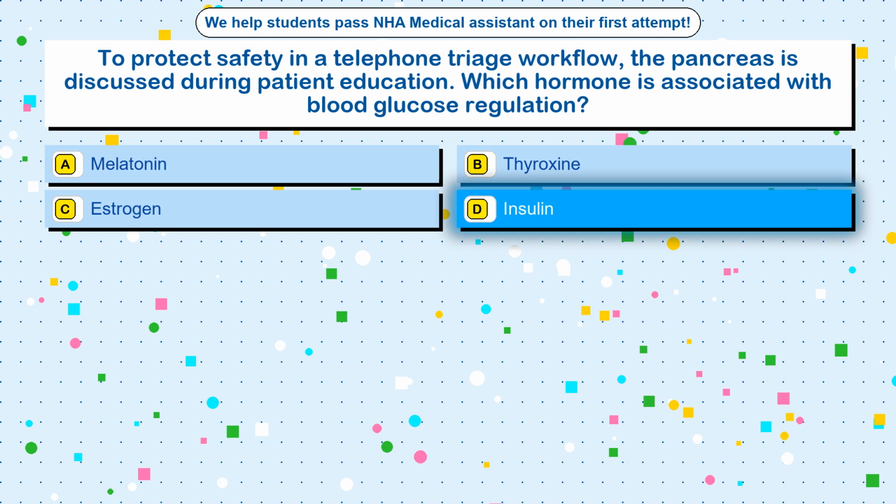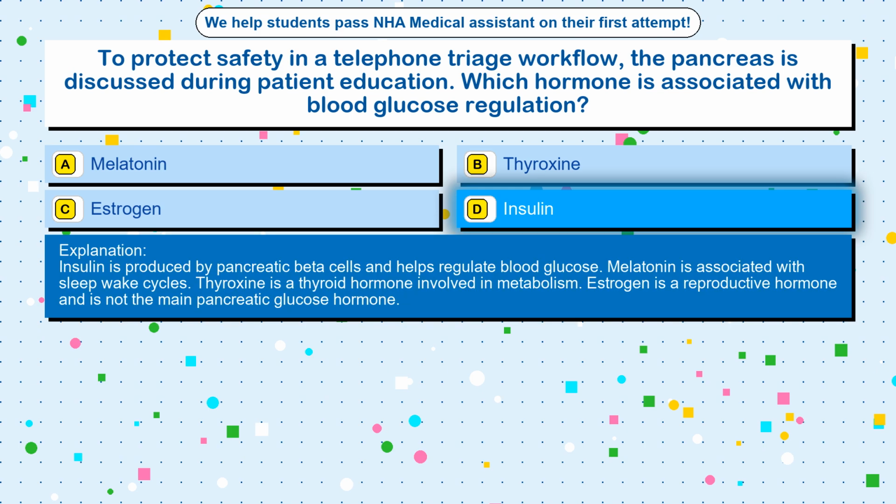Insulin. Insulin is produced by pancreatic beta cells and helps regulate blood glucose. Melatonin is associated with sleep-wake cycles. Thyroxine is a thyroid hormone involved in metabolism. Estrogen is a reproductive hormone and is not the main pancreatic glucose hormone.